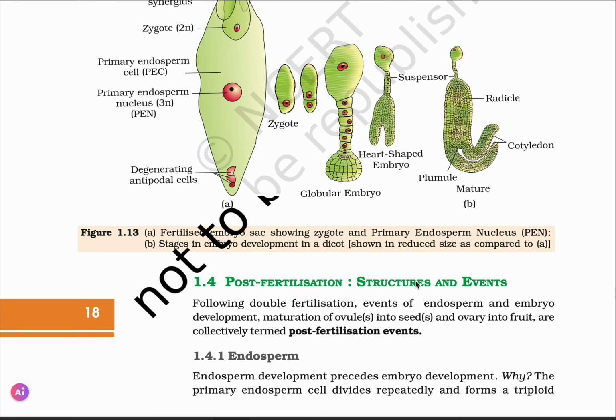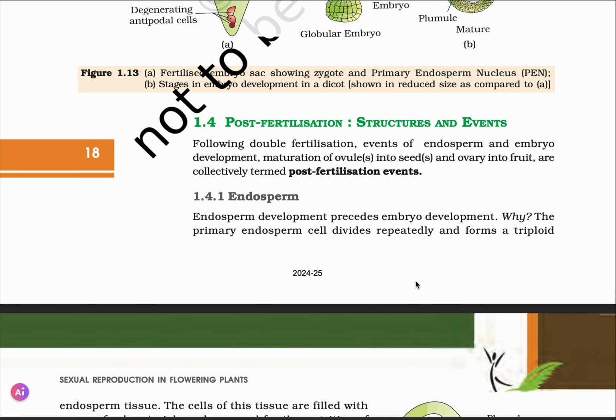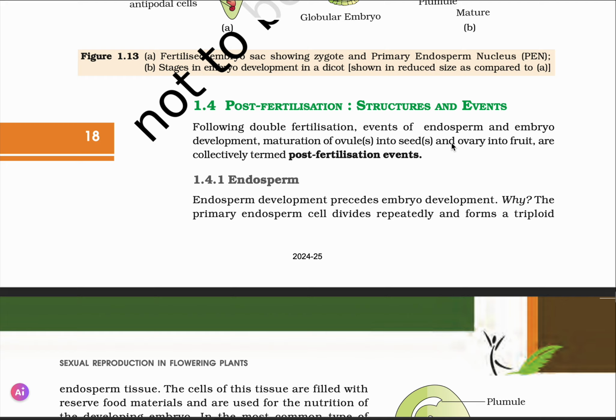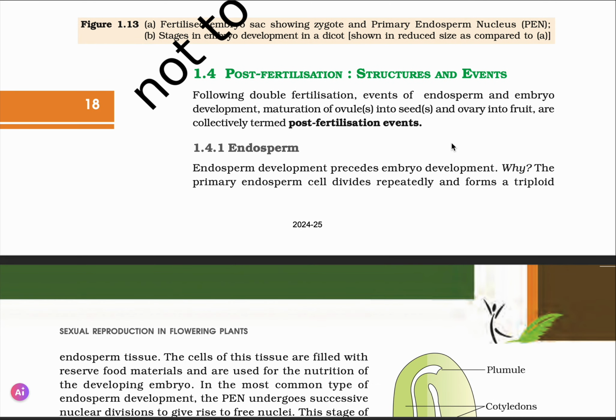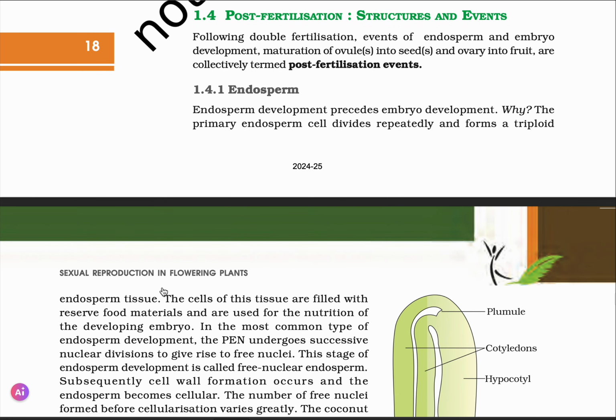Following double fertilization, the events of endosperm and embryo development, maturation of ovule into seeds and ovary into fruits are collectively termed post-fertilization events. Endosperm development precedes embryo development. Why? The primary endosperm cell divides repeatedly and forms the endosperm tissue. You need to remember this.